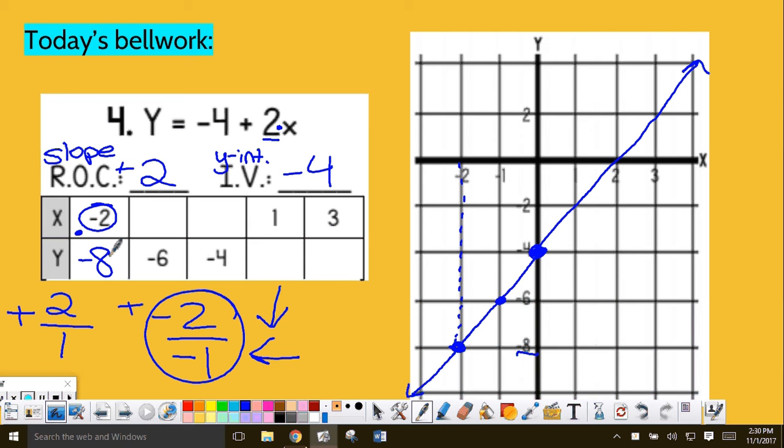Okay? Another question that I've answered a lot this week, there's been some confusion. A lot of students have asked me, Mrs. Barr, do you want me to graph the equation or do you want me to graph the table? What do you think the answer to that is? Both? Why both? They're the exact same.